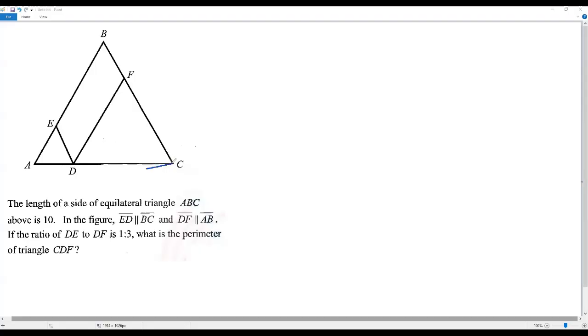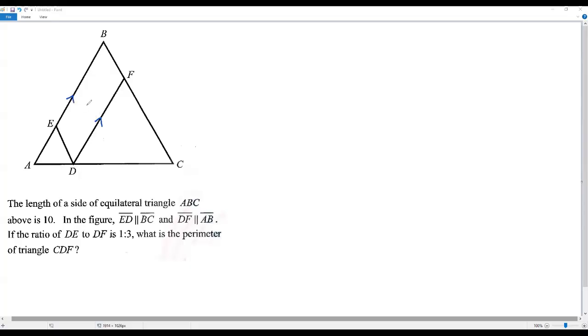Okay, our aim is to find the perimeter of the triangle CDF over here. Now let me consider the other information we have in the question, that is ED is parallel to BC. Let me take the side ED. So ED is over here and BC is over here. These two sides are parallel. And also there is another piece of information, that is DF is parallel to AB. So DF is over here and AB is over here. So these two sides are parallel.